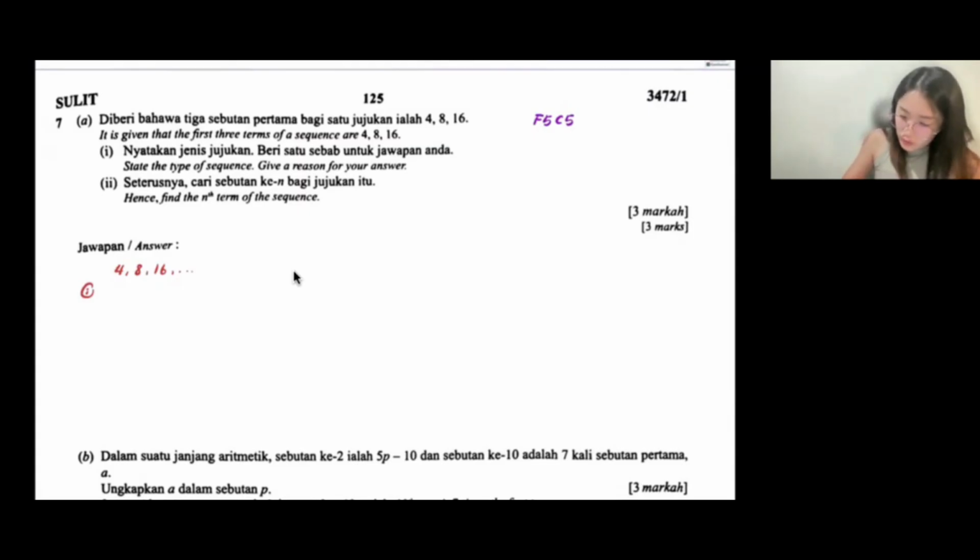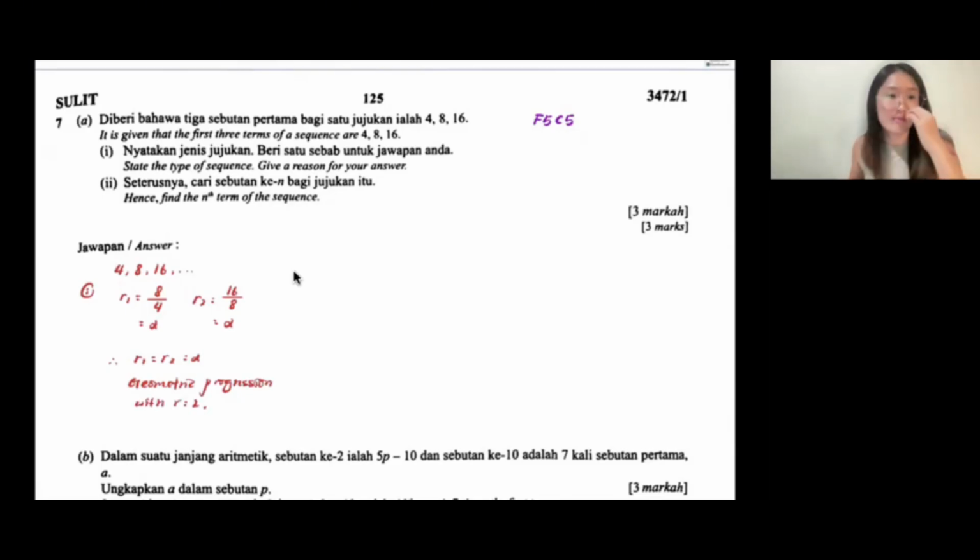All right, now, everybody. 4 to become 8, times 2. 8 to 16 also times 2. Multiplication is geometric progression, but we need to prove it out. So how? You can use common ratio. Second term divided by first term, giving you 2. For the second common ratio, you take the third term, divide by the second term. You also get 2, isn't it? So this is the reason already. R1 equals R2, which is 2. So you can say here, geometric progression with common ratio equals 2. That's it.